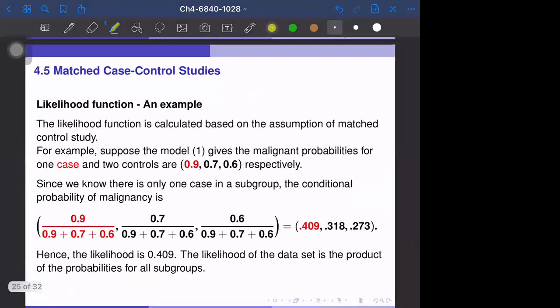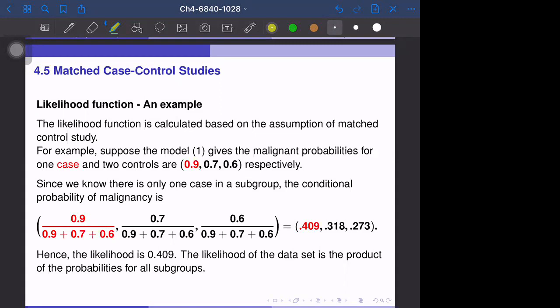Okay, so now we want to think about the likelihood of this model, but this is a little bit different from the logistic regression model. So I would like to have one concrete example to see the concept. The likelihood function is calculated based on the assumption of a matched case-control study, so it's different from logistic regression.